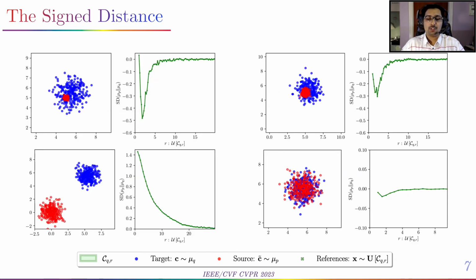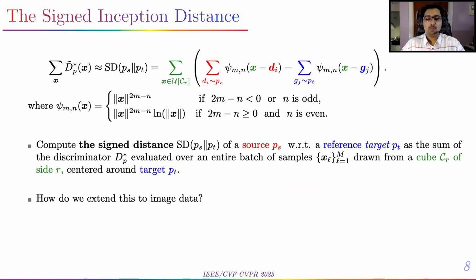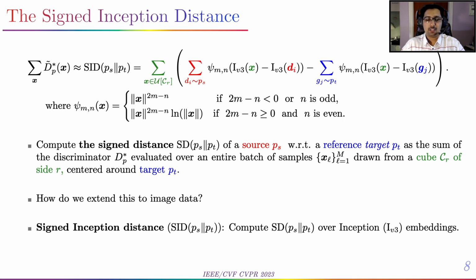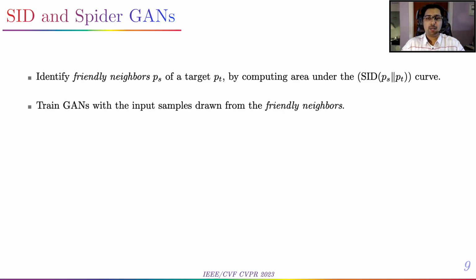Similar curves can be drawn for scenarios where the source has converged to or has mode collapsed into the subspace of the target. To compute the signed distance over images, we consider the approach advocated for an FID and KID metrics and compute the distance over inception embeddings of the images, giving rise to the signed inception distance or SID. The spider-GAN approach can then be seen as identifying friendly neighbors of a target based on SID and training the generator with inputs drawn from these friendly neighborhood datasets.